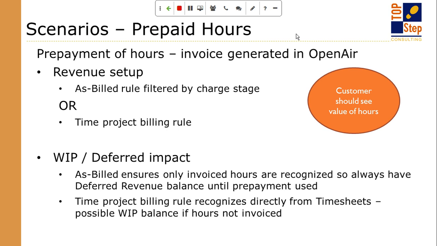You also could use the time project billing rule as well, because it just uses the approval from the timesheets directly. If you do use the as-billed rule for revenue recognition, you actually will be in a deferred revenue situation until you've used up the prepayment. And after that, it's going to net to zero, because if you bill it, you invoice it, or if you invoice it, you recognize it. And then you have the same potential for a WIP balance from a time project billing if you happen to finish using up the prepayment, but then you potentially take revenue before you invoice the timesheet data.